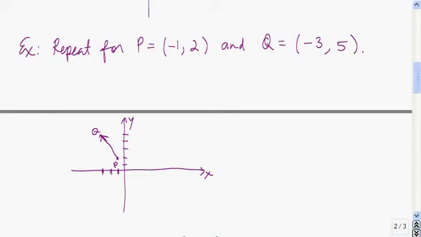Okay, why don't you find the component form of this vector PQ? Press pause while you work on it. Okay, so the x-coordinate of P is -1, and the x-coordinate of Q is -3, so we have to go 2 units left to get to Q. So that gives us an x-component of -2. And then the y-coordinate of P is 2, the y-coordinate of Q is 5, so then we have to go up 3 units from P to get to Q. So that means that the y component of that vector is 3.